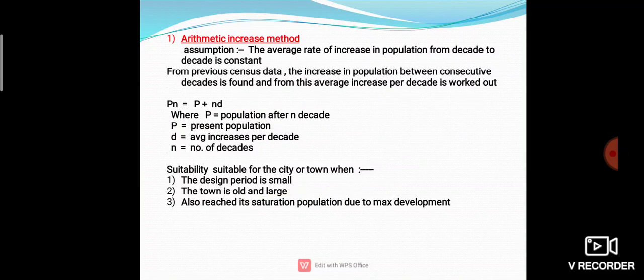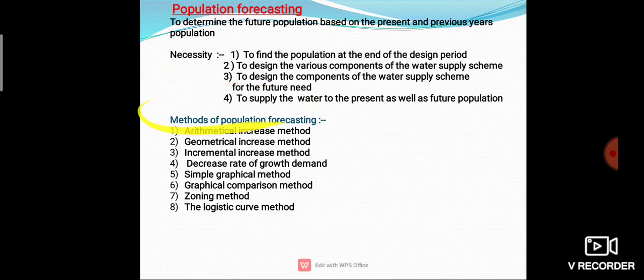This method is based on the average rate of increase. This is the arithmetic increase method. It is a very simple method, and from this method we are going to calculate the future population. For this method we are going to use this formula: Pn is equal to P plus n d.